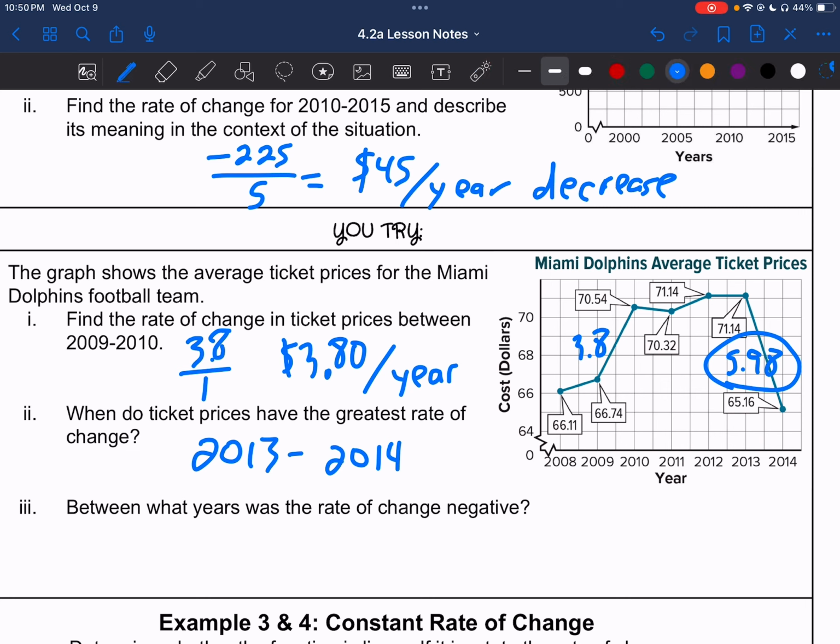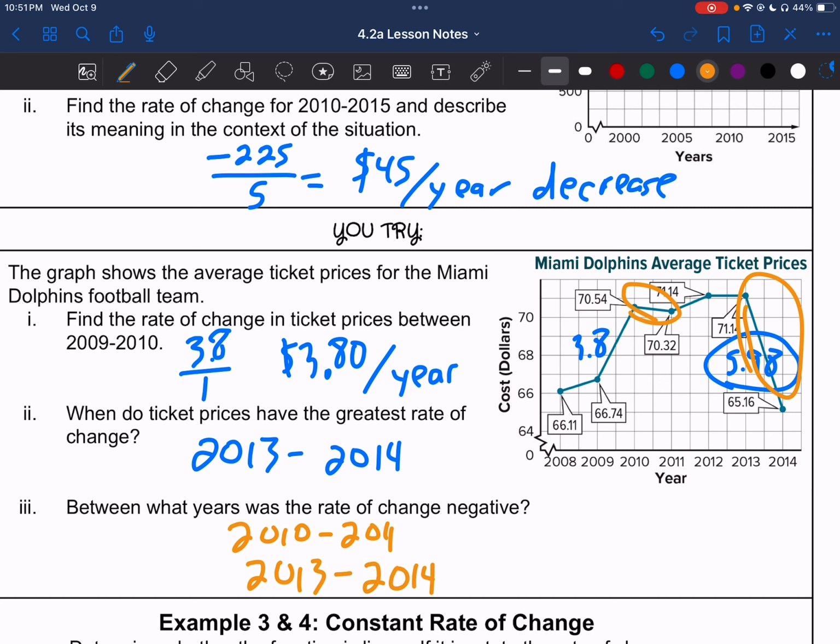Now, we also want to know between what years was the rate of change negative? Well, this is my first one, so that's from 2010 to 2011. And our other big one is going to be from 2013 through 2014.